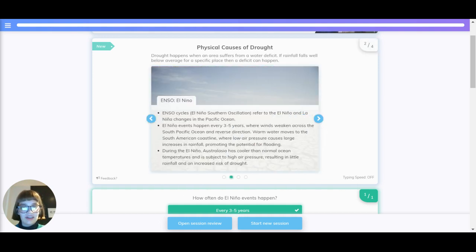ENSO, which is El Nino. ENSO cycles, otherwise known as El Nino Southern Oscillation, refer to the El Nino and La Nina changes in the Pacific Ocean. El Nino events happen every 3 to 5 years, where winds weaken across the South Pacific Ocean and reverse direction. Warm water moves to the South American coastline, where low air pressure causes large increases in rainfall, promoting the potential for flooding. During the El Nino, Australasia has cooler than normal ocean temperatures and is subject to high air pressure, resulting in little rainfall and an increased risk of drought.